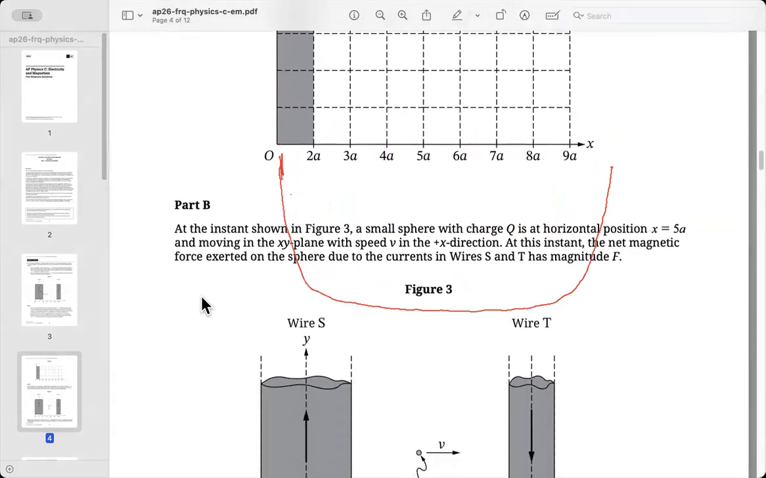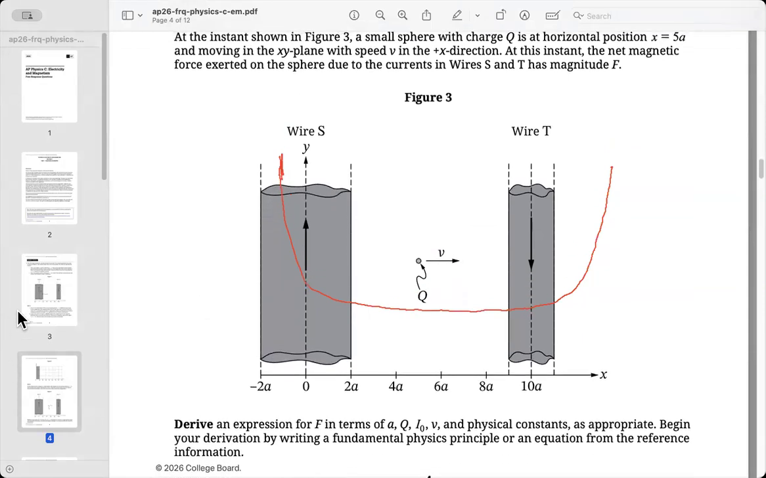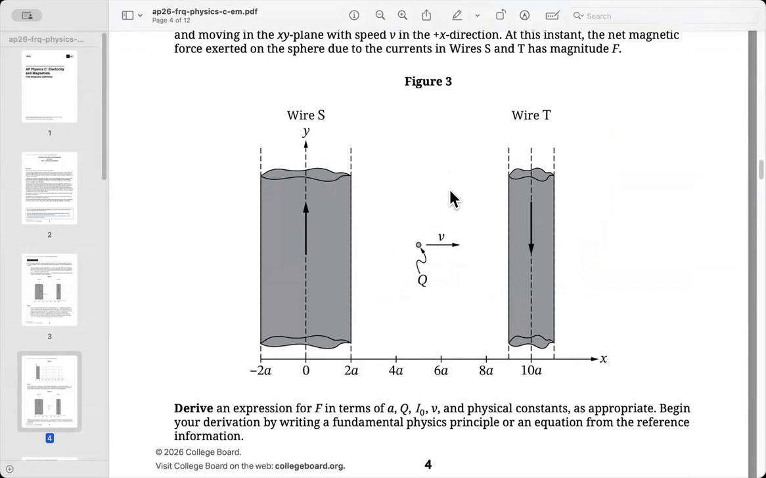Okay, part B. At the instant shown, you have a charge. That charge experiences a force, and we want to figure out the magnitude of the force. Via the right-hand rule, we still know that the total magnetic field itself is into the page. And then by the right-hand rule, that means that you have an upward force, so it's pointing towards the top of the page.